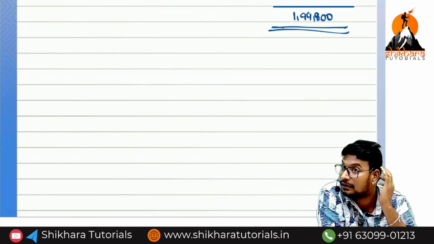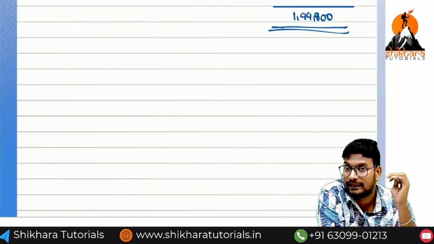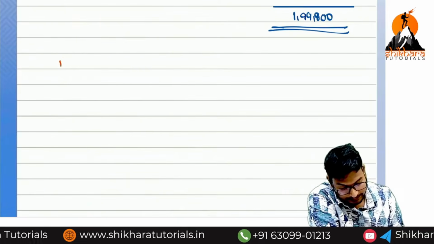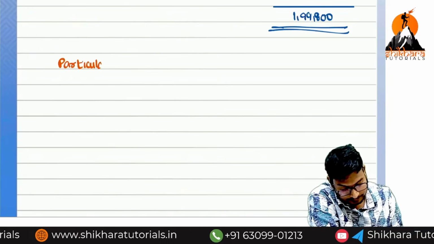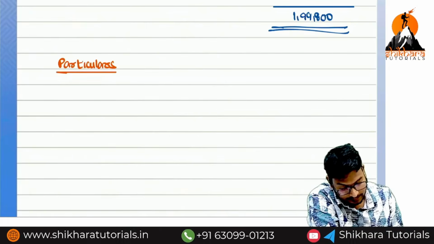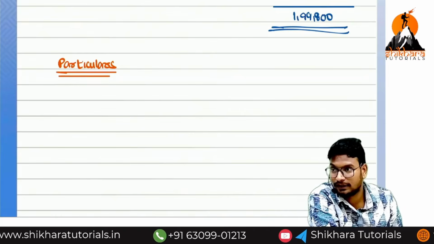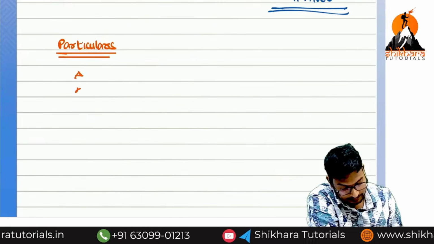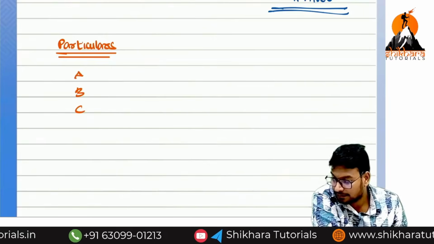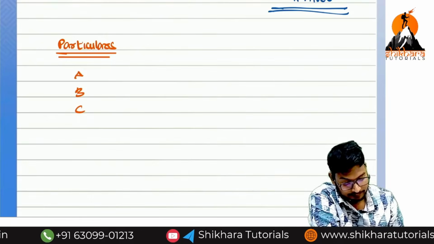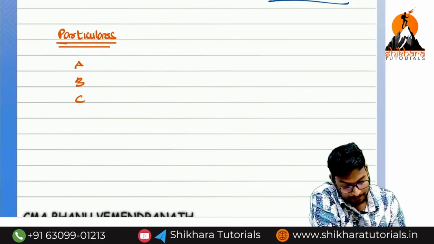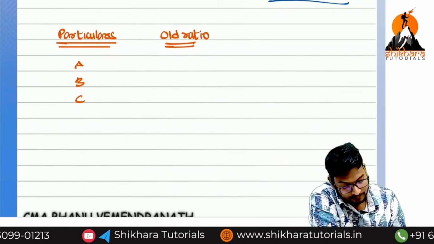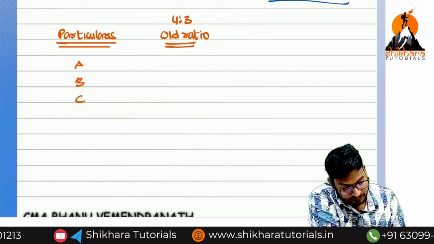What we need to check? Gaining ratio. So gaining ratio we can easily find out. How, sir? Normally, write the particulars. Here the ratio was somewhat different. Who are the partners? A, B and C are the partners. As per the old ratio, what is the old ratio? 4 is to 3 is to 3.